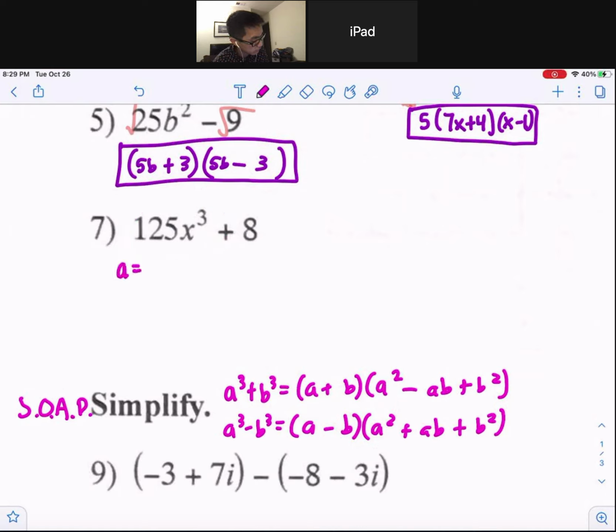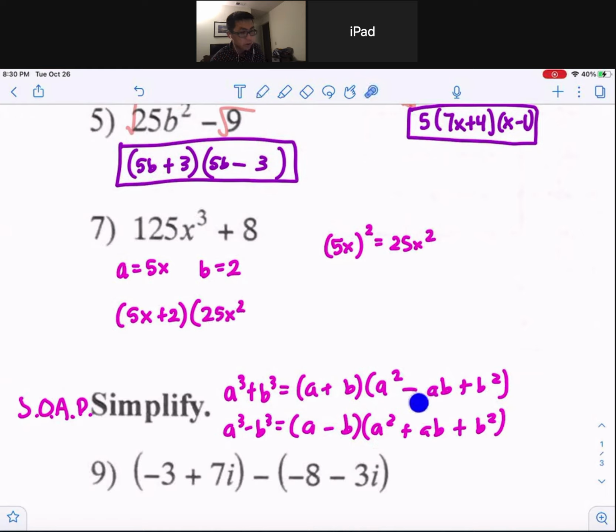That is 5x. What times what is 8? 2. So then you guys just plug A into this formula, and you plug B into this formula. A plus B is 5x plus 2. Here's your A, here's your B. A squared, that's 5x to the second, which is 25x squared. Minus AB, A times B, is 10x, so negative 10x.